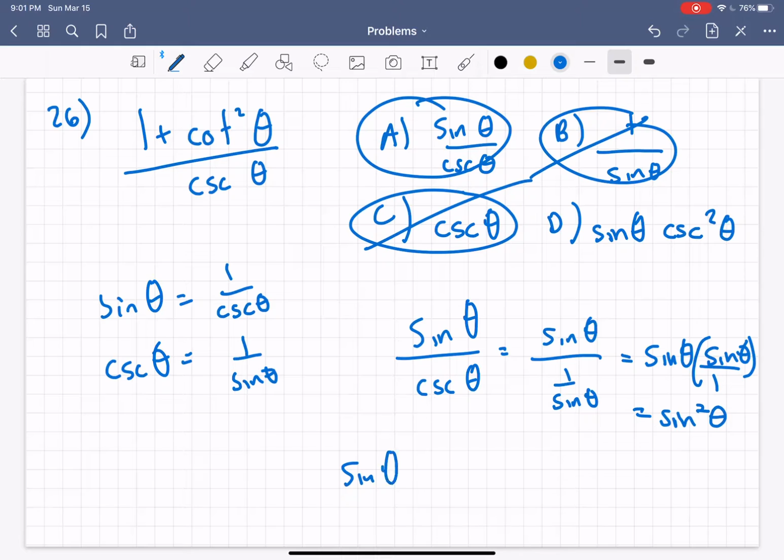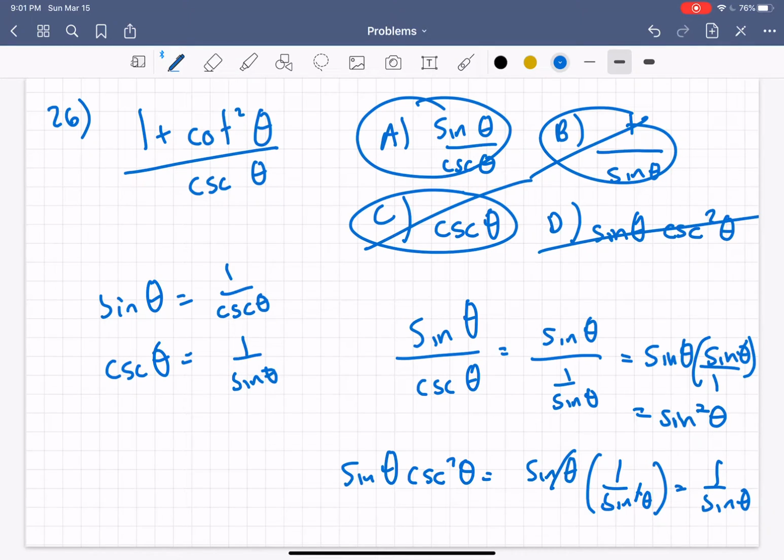We have sine theta cosecant squared, which we can rewrite using our reciprocal property as 1 over sine squared, right? And then this square and this sine would cancel out. So we're left with 1 over sine, which is the same as B, right? So these all three are the same thing.